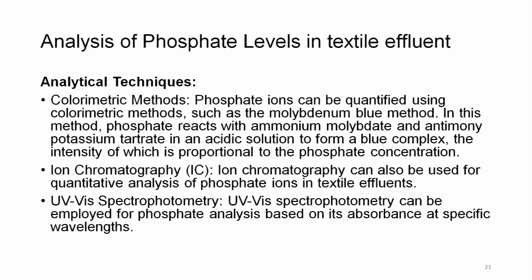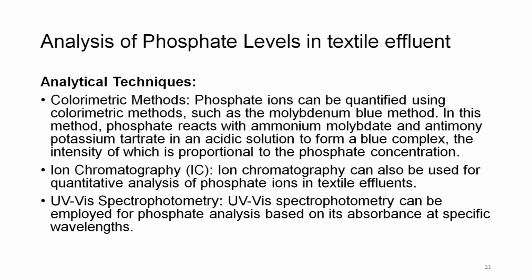Analytical technique. Colorimetric method. Phosphate ion can be quantified using a colorimetric method such as the molybdenum blue method. In this method, phosphate reacts with ammonium molybdate and antimony potassium tartrate in an acidic solution to form a blue complex, the intensity of which is proportional to the phosphate concentration.